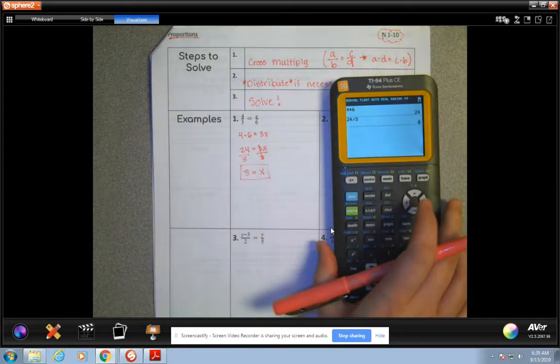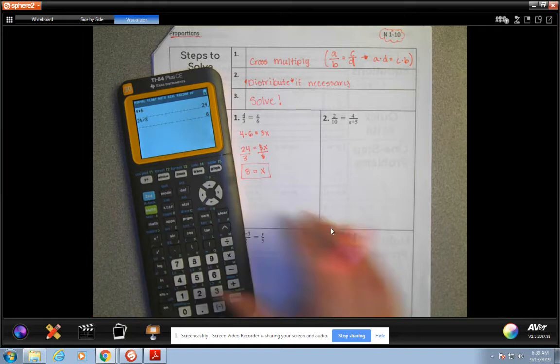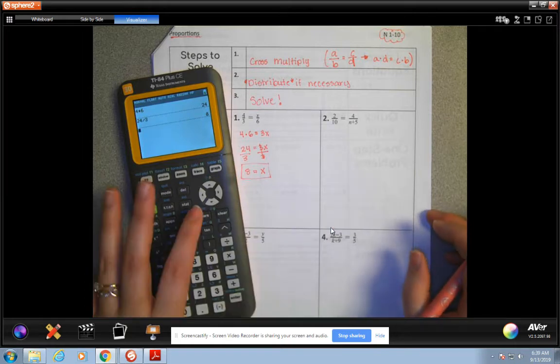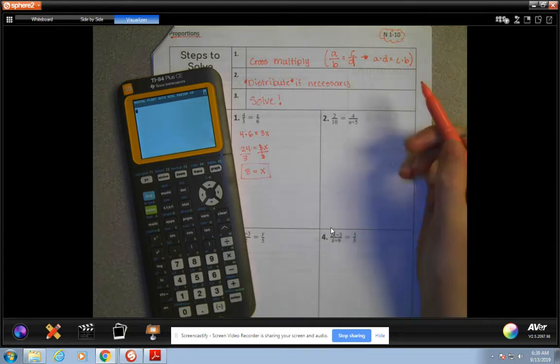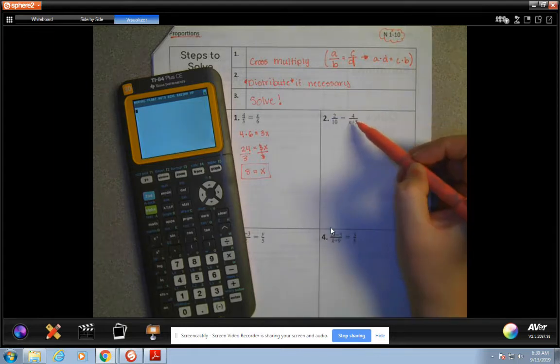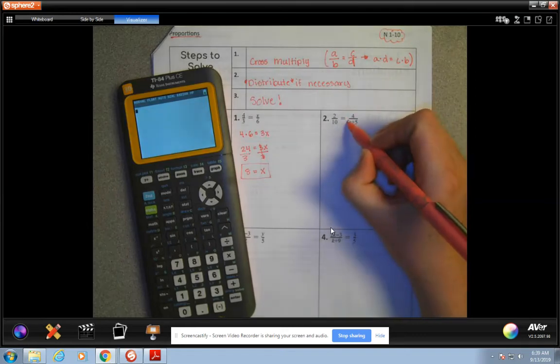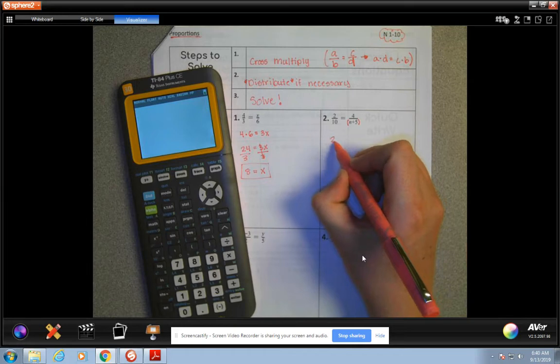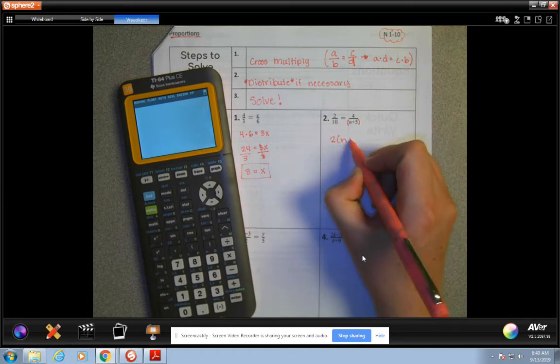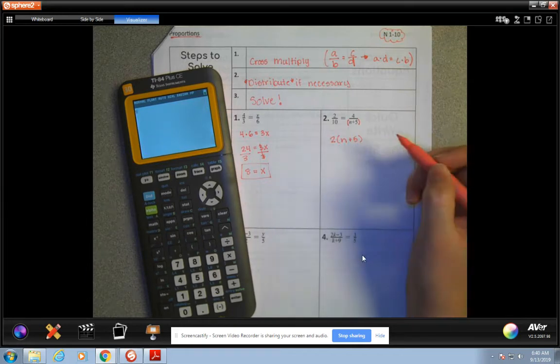All right, looking at number 2. Remember, at any point if you need to pause and stop and ask a question, please do so. Now, number 2 is where we have to start to see distributing. Do you see how on number 2 I'm going to do 2 times n plus 5? Well, anytime I have more than just one thing anywhere in the fraction, I need to put that thing in parentheses. So when I do 2 times n plus 5, I'm doing 2 times the whole quantity of n plus 5, meaning that whole thing, all right?